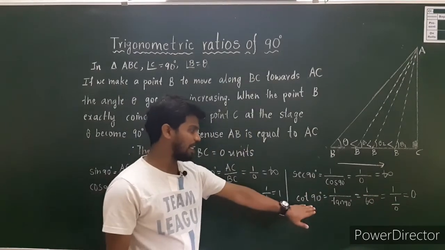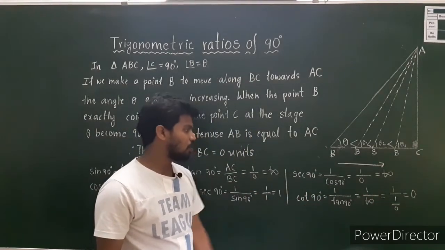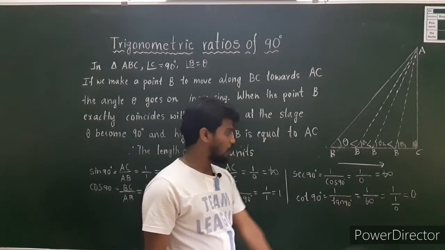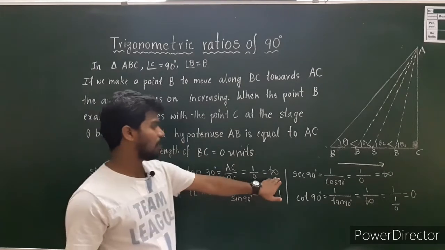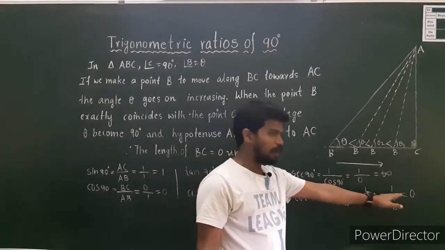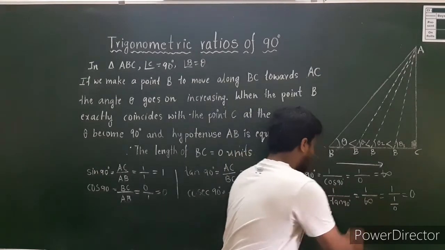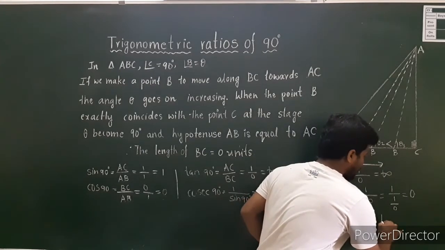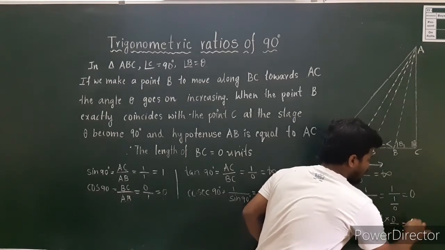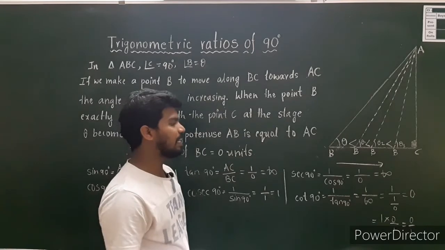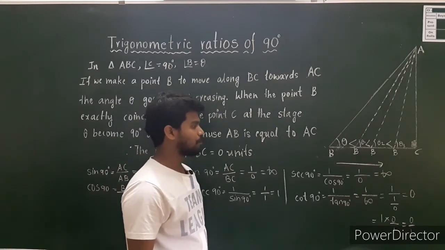So next, cot 90 degree. That is equal to 1 by tan 90 degree. You know that. What is the value of tan 90 degree? Here it is infinity. So 1 by infinity is equal to 1 by 1 by 0. When you divide, you get 1 into 0 by 1, so that is 0 by 1, which is equal to 0. So the cot 90 degree value is 0.